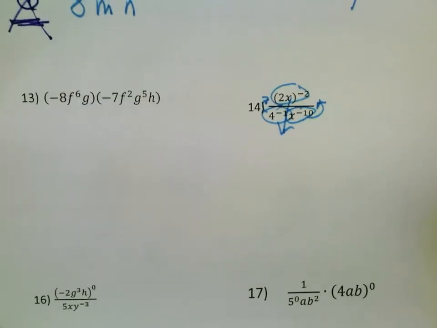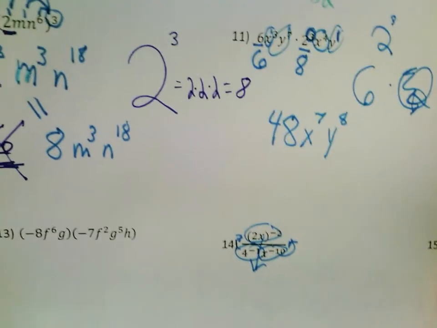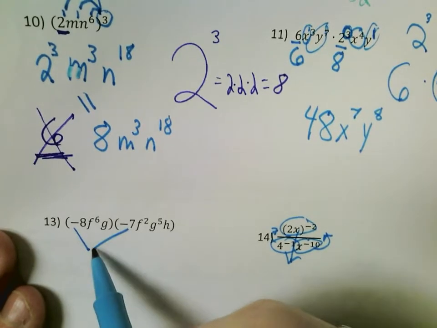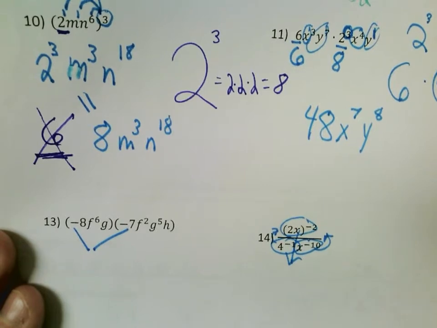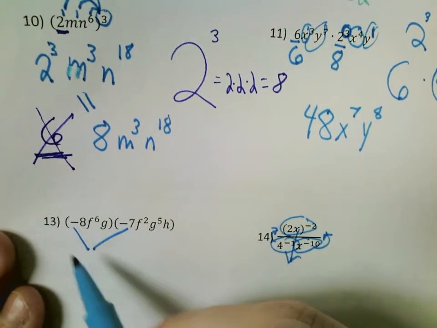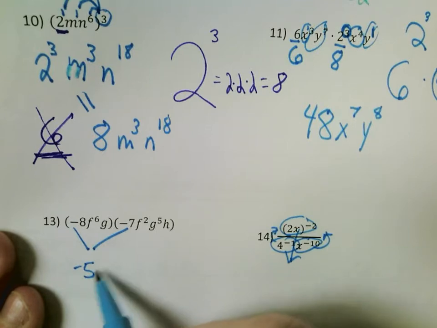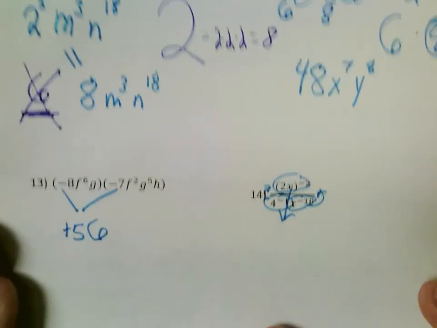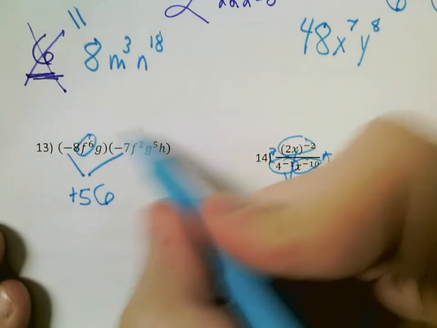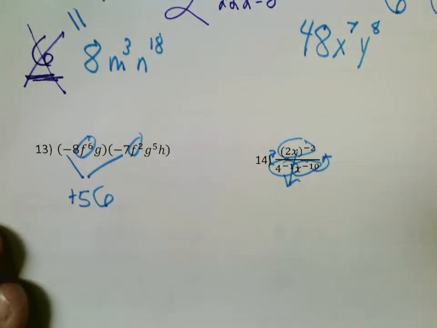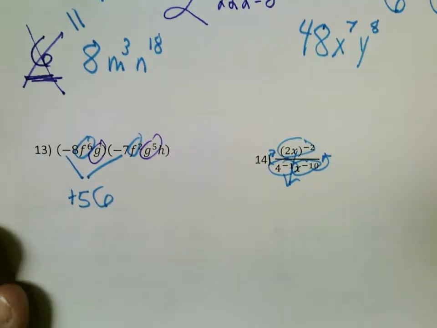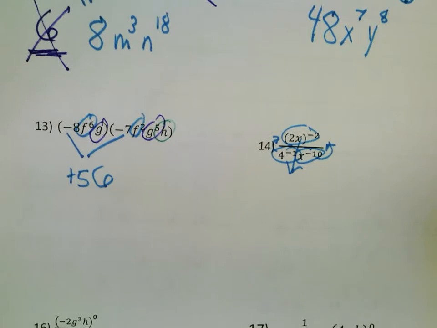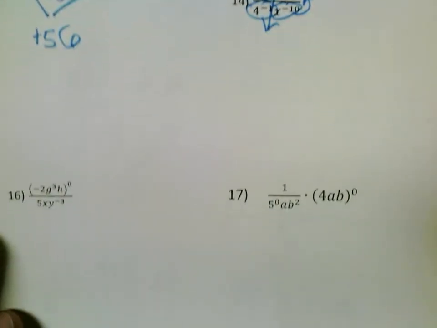Number 13 is very similar to 11. You have an 8 and a 7. Those are just regular 8 and 7s. Neither of them have any exponents. So just think to yourself, what's negative 8 times negative 7? Should give you a positive 56. And then you'd go ahead and say, here's an F, here's an F. Here's a G, here's a G. And then the last piece, don't forget about the H. He has feelings too.